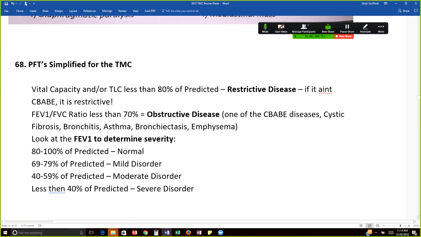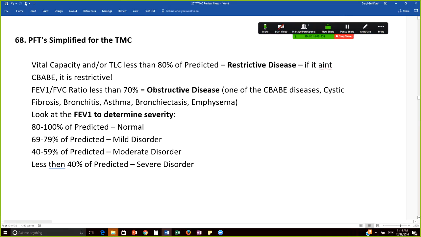And here's a little summary of PFTs, which I think I already actually mentioned, but this also includes the severity indicators, normal, mild, moderate, and severe, based upon percentage of predicted.